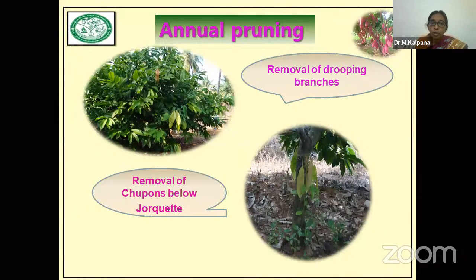Then we come to the annual pruning. Actually, the main pruning will be done in the months of July and August, and the slight pruning will be done in the months of November and December in AP conditions.